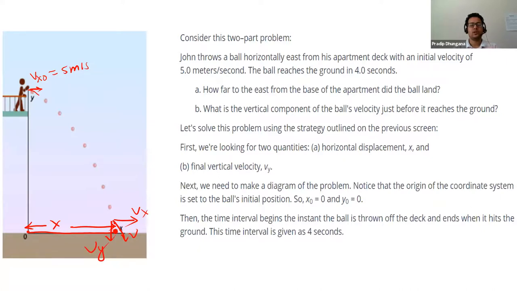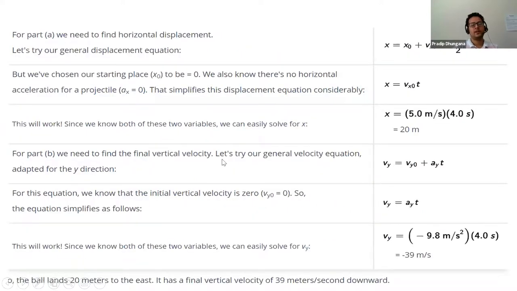Whenever we work on this problem, we know that we are measuring height from here. So at this point, the initial horizontal and vertical displacements are both zero. Now let's go to the second slide. For part A, we have to calculate horizontal displacement, so we'll use the displacement equation. We know that x0 is zero, that is your initial displacement. And there is no horizontal acceleration for the projectile, ax is always zero. We'll only have ay. So x0 is zero, and ax is also zero, so it becomes x equals Vx0 times t.